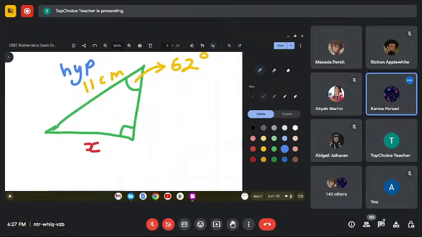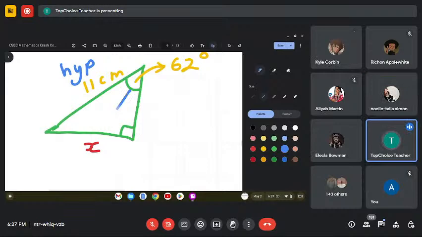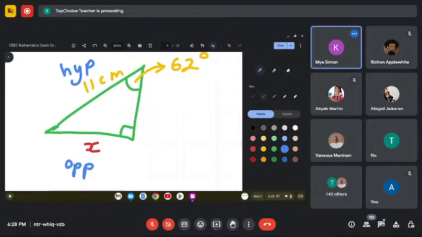The missing side where X is? So this is the opposite side, right? So you can just point from your angle, and the side you point to is your opposite. So this is my opposite. I'm just going to put OPP for opposite. What is the remaining side called? Adjacent. Right, and I'm just going to abbreviate it with ADJ.